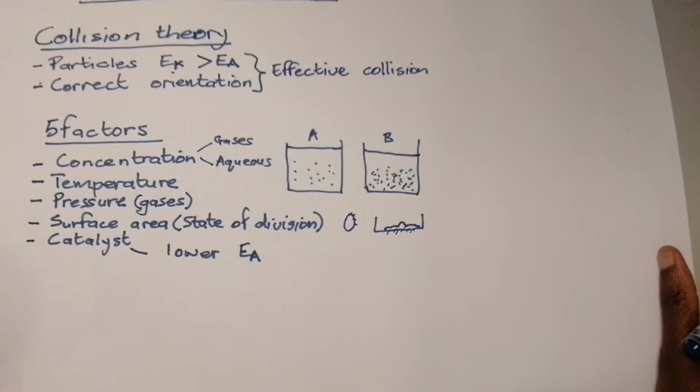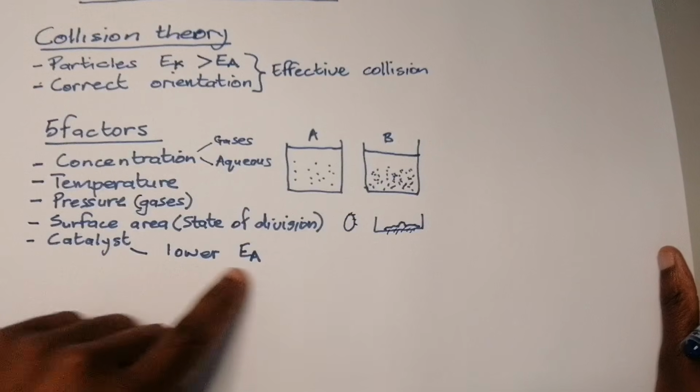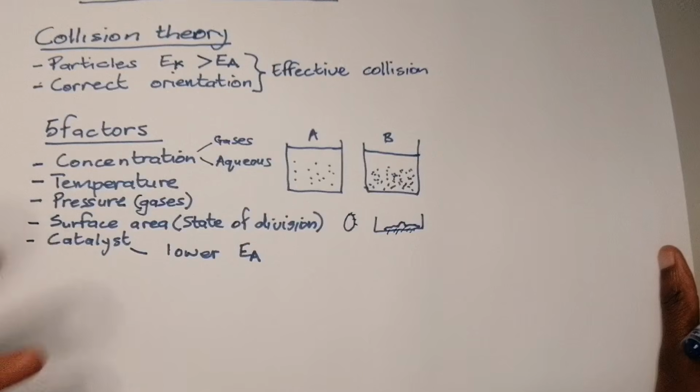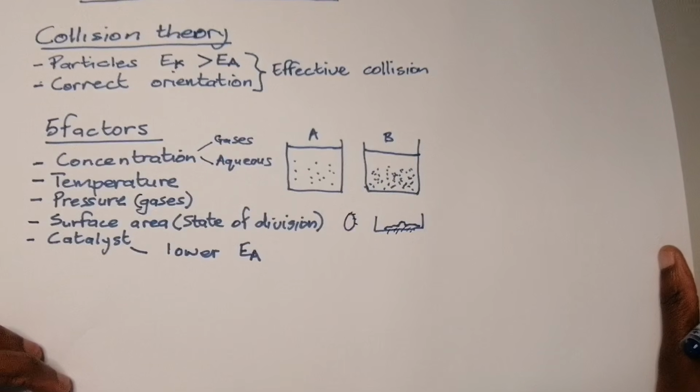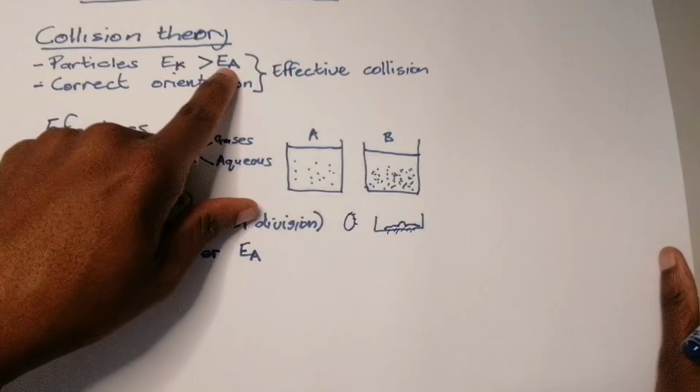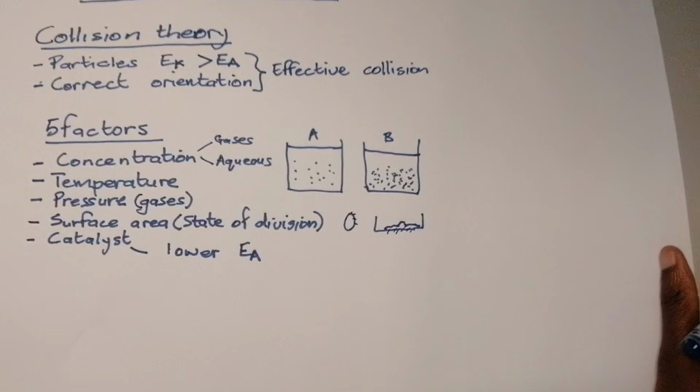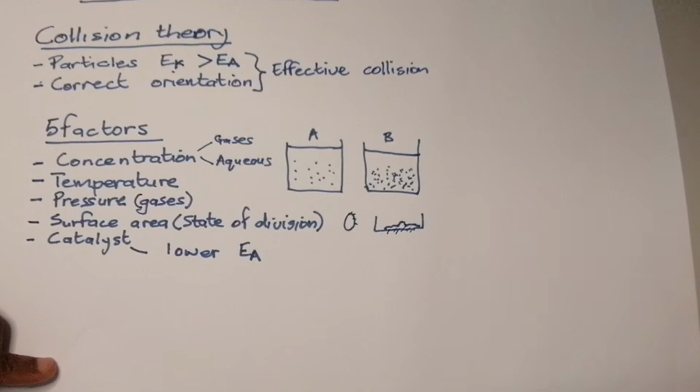What it does is that it lowers the minimum energy required, so that now more reactants possess sufficient kinetic energy, and as a result the number of effective collisions would increase, and so that is how the rate of reaction would be increased.